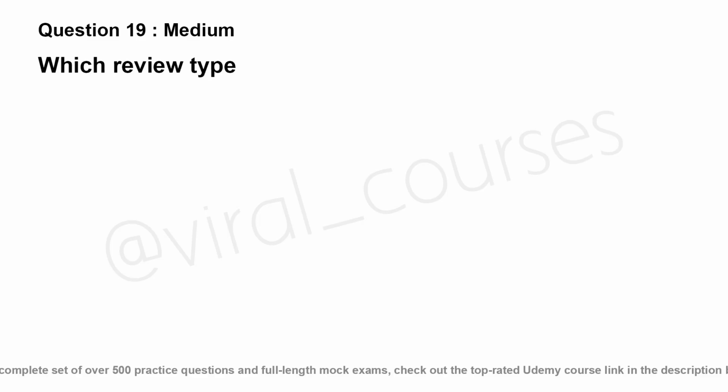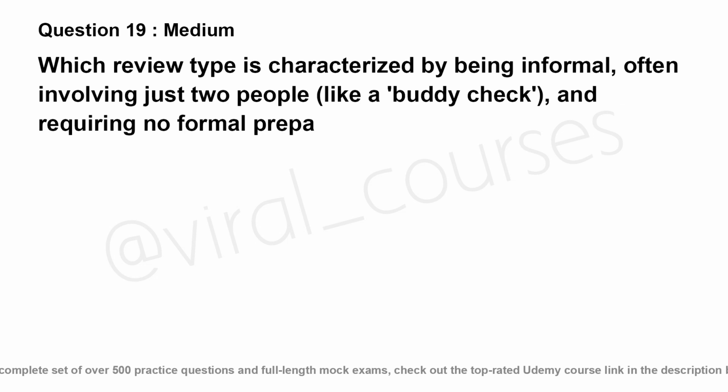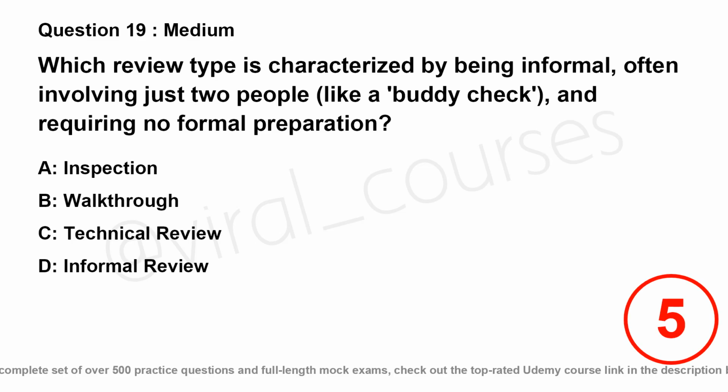Which review type is characterized by being informal, often involving just two people, like a buddy check, and requiring no formal preparation? Option A, inspection. Option B, walkthrough. Option C, technical review. Option D, informal review.